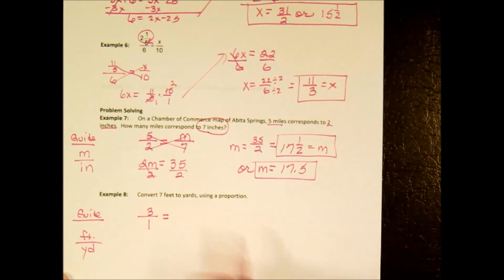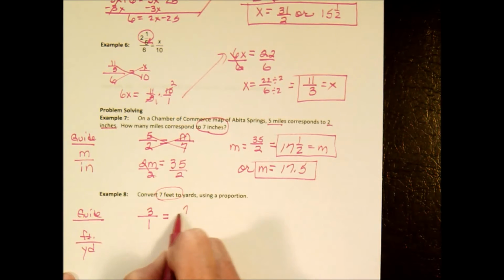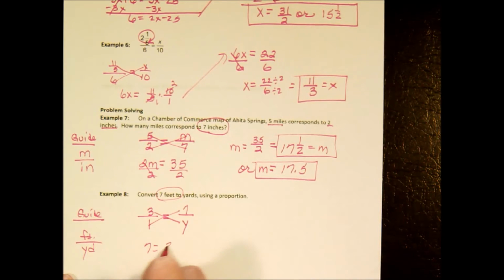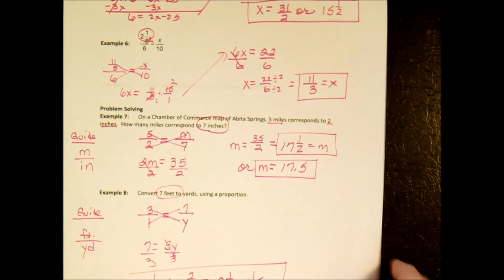Now we're going to fill in the other number that we're told. We're told 7 feet. So where does that 7 go? It goes in the top because of my guide. 7 over, I don't know the yards, we'll call that y. Cross products, 1 times 7 equals 3 times y. Divide by 3. And I get y equals 7/3, which is 2 1/3 yards. Again, because it's a real world problem, we want to convert that to a mixed number.